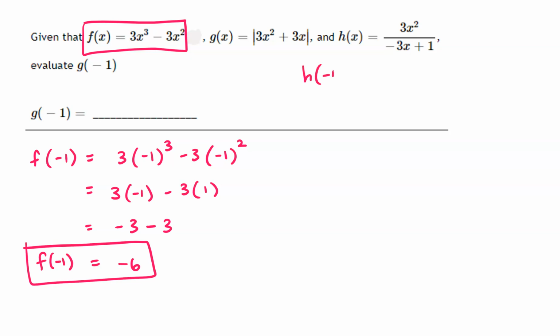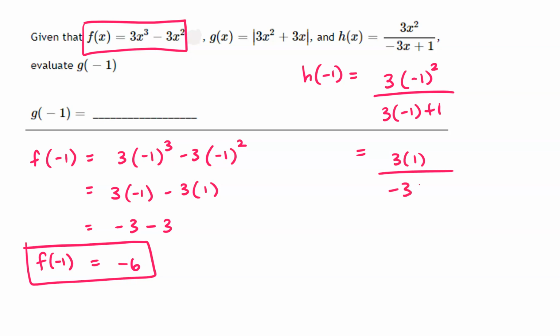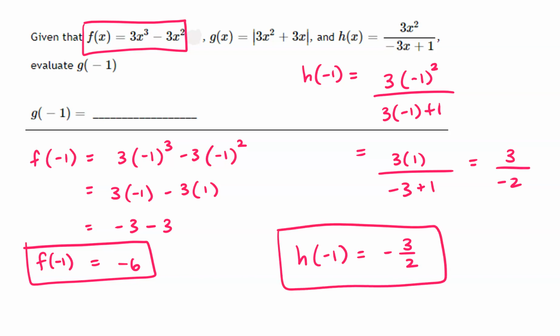Let's go ahead and evaluate h of -1 now. Similarly, we want to plug in a -1 anywhere we see an x and see what that simplifies to. So -1 squared becomes +1, and then 3 times -1 is -3 plus 1. If we do the multiplication in the numerator, 3 times 1 is 3, and then in the denominator, -3 plus 1 is -2. And so finally, we find that h of -1 is equal to -3 halves. And that concludes this example.